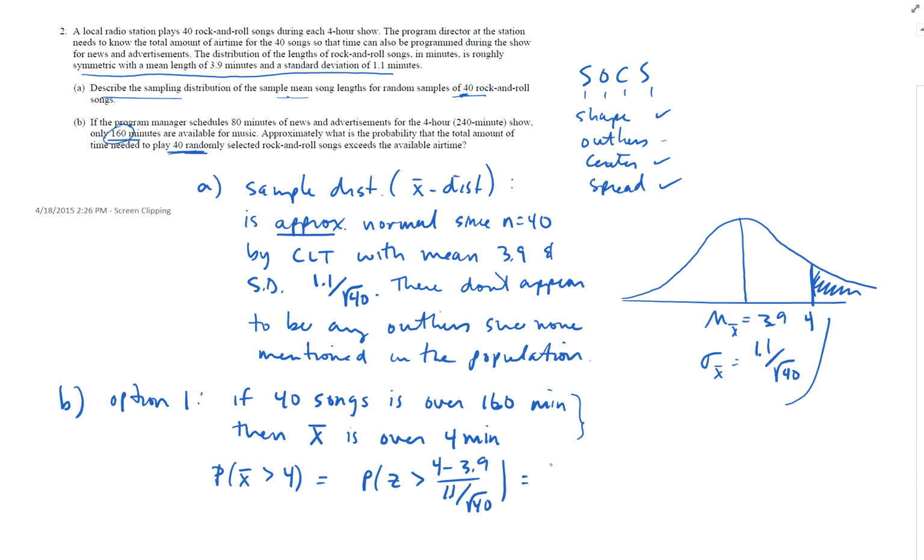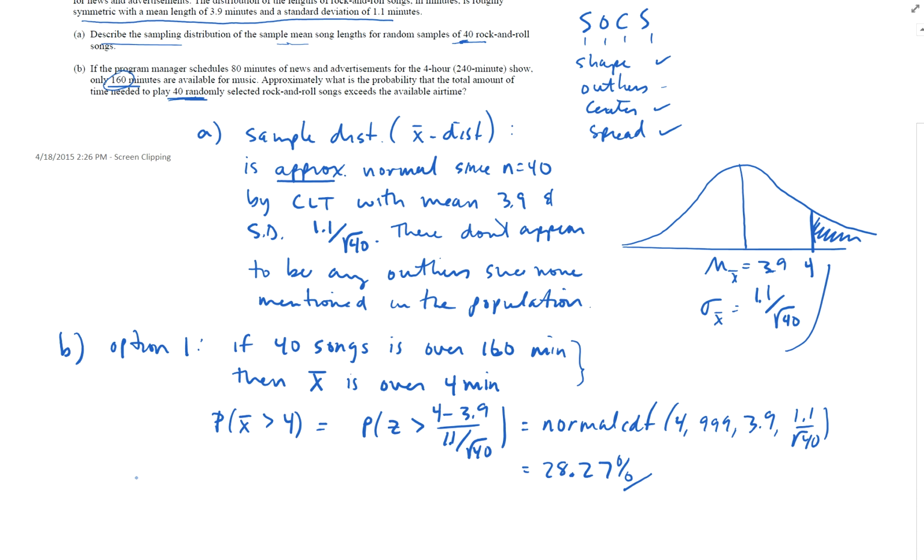Okay? And so this is what I put in my calculator. This is what you don't write on your papers. 4, a big number, 3.9, 1.1 divided by the square root of 40. And if you do that, you get 28.27%. So the probability that it exceeds 160 minutes is 28.27%. And you're good to go.